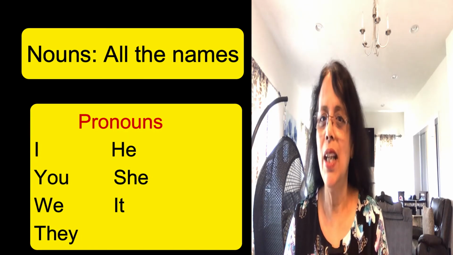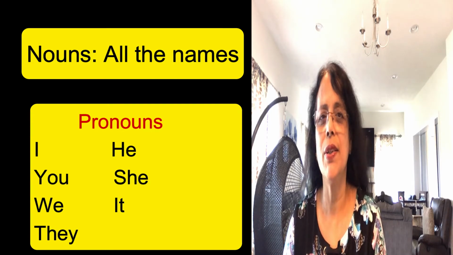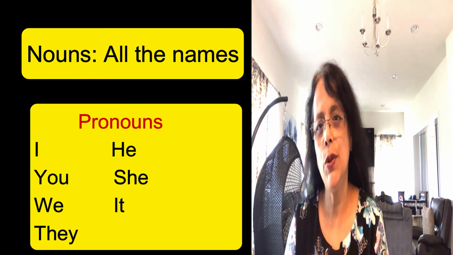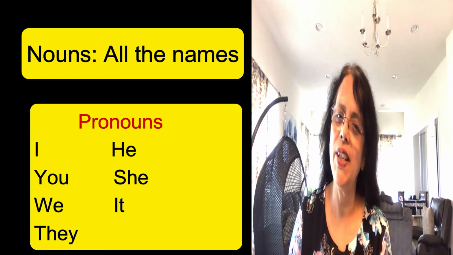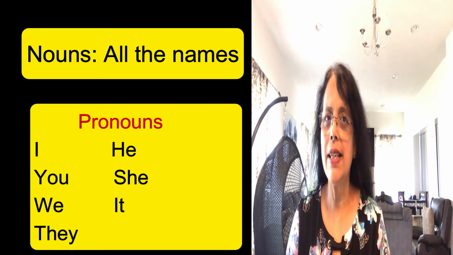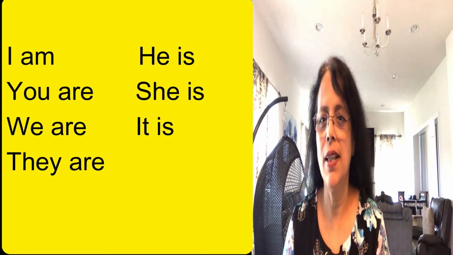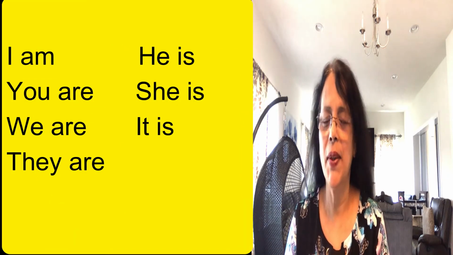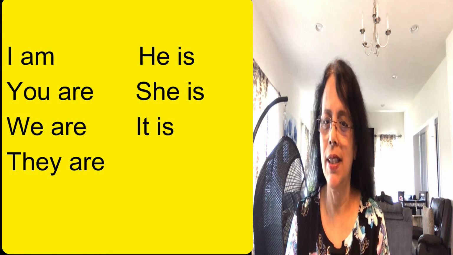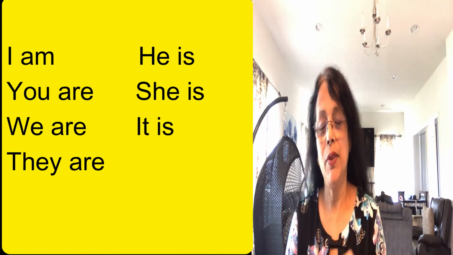Another thing which you must know, I'm sure, is that subjects can be nouns or pronouns. Nouns are all the names, and pronouns are the following words. You know that. I, you, we, they, he, she, it. So all these are pronouns. Now let's see how we use them along with the verbs. I am. You are. I am. Here, a singular verb.